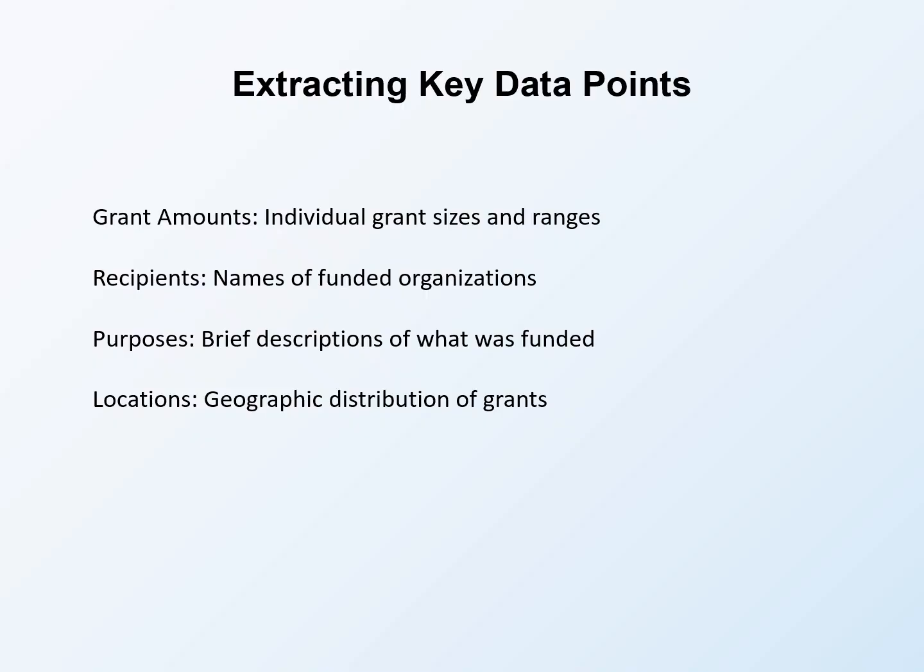Recipients are the organizations that received grants. Note the types of organizations: universities, hospitals, community organizations, national nonprofits, local groups. Are recipients similar to your organization? Are there organizations you recognize or know? Purposes describe what was funded. Brief descriptions like general operating support, scholarship fund, or capital campaign indicate the types of support the foundation provides. Are they funding programs, operations, capital, research, or other types of support?